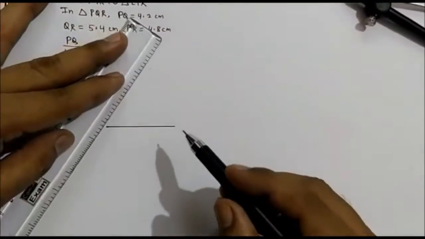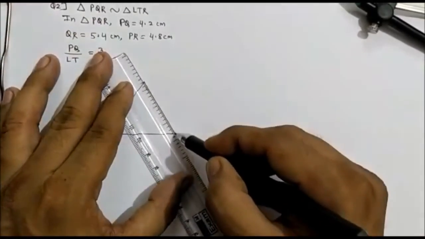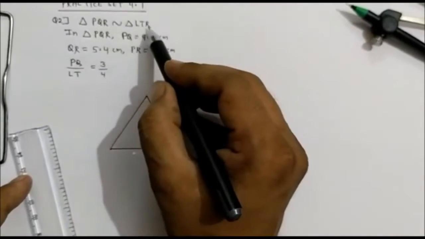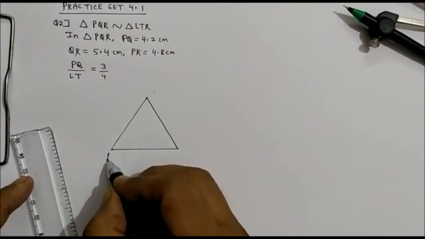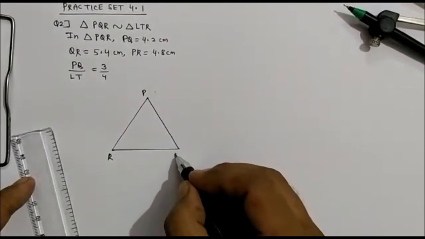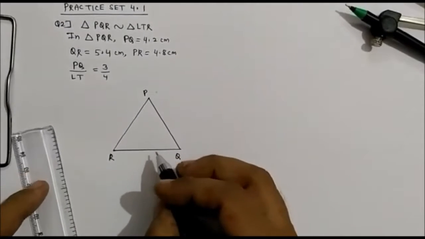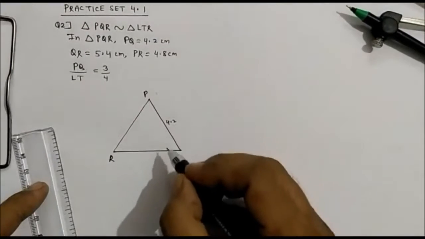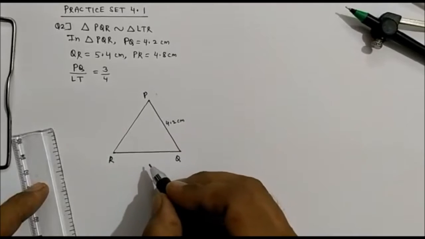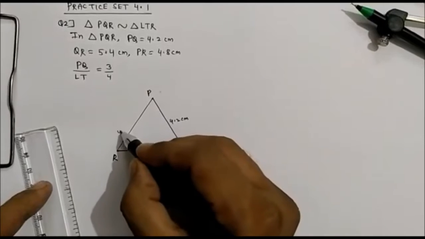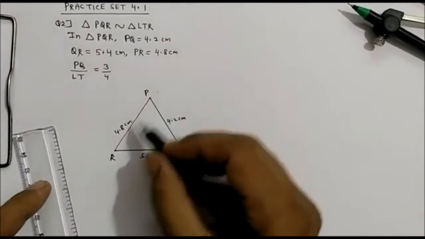So here we have triangle PQR. A point to be noted between these two triangles, PQR and LTR: R is a common point. We are going to mark R here. So this is the triangle, P, and you can mark here Q. PQR is the triangle where PQ is 4.2 centimeter, RQ is 5.4 centimeter and PR is 4.8 centimeter. So this triangle can be constructed.